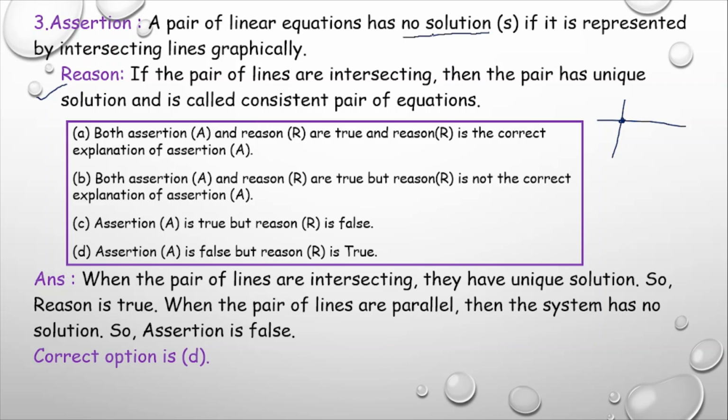Assertion: Here the linear equation has no solution. No solution means we can understand these are parallel lines, but they have mentioned intersecting lines. So the assertion is false. So we go for option D.